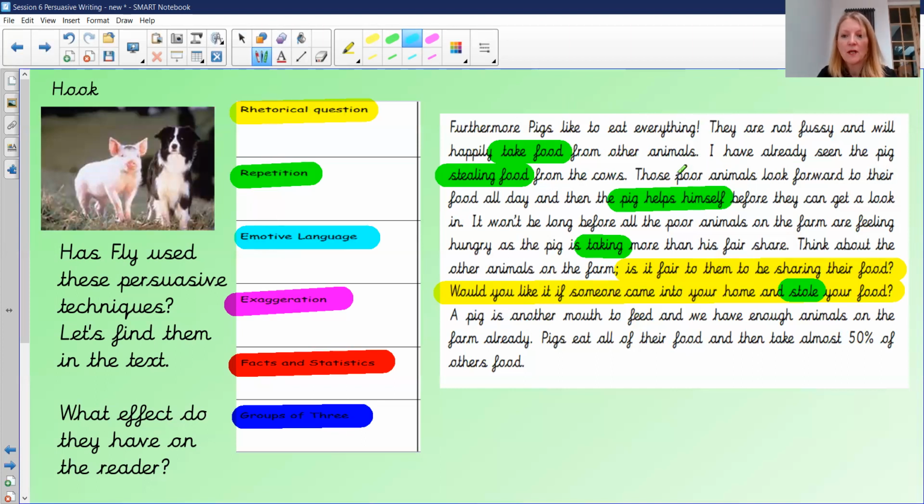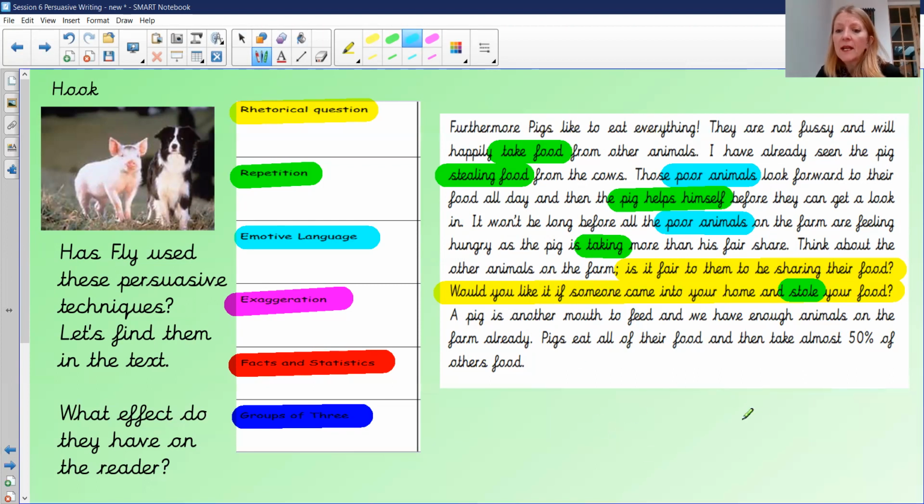So I've got those poor animals look forward to their food all day, and then the pig helps himself before they can look in. You've got another little bit here. It won't be long before all the poor animals. That's almost another bit of repetition again, isn't it? So we probably could have had that in the repetition.